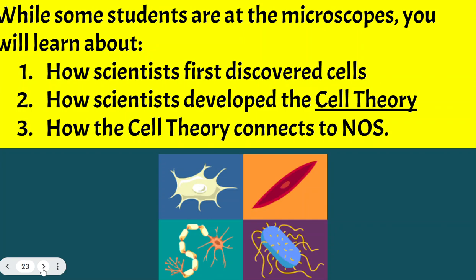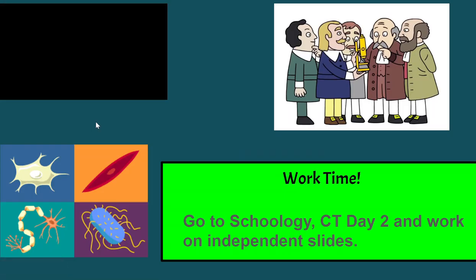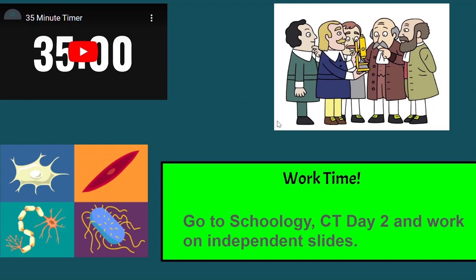All right, so some students are going to be working on microscopes, and then other students are going to be doing independent work. So with your independent work, you're going to learn about how scientists develop the cell theory. There is a specific cell theory that we subscribe to. And then we're going to connect our cell theory to the nature of science, which is something we did at the beginning of the year. All right, so I'll get you started on the independent work.